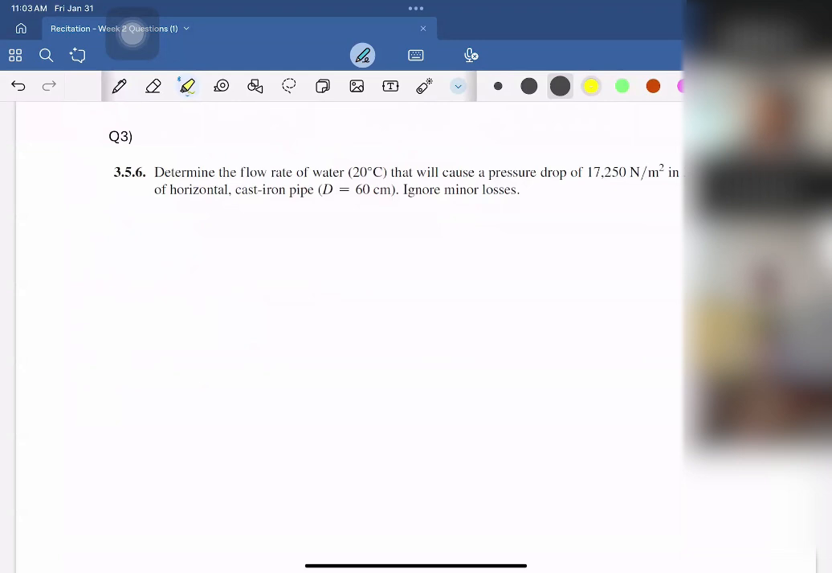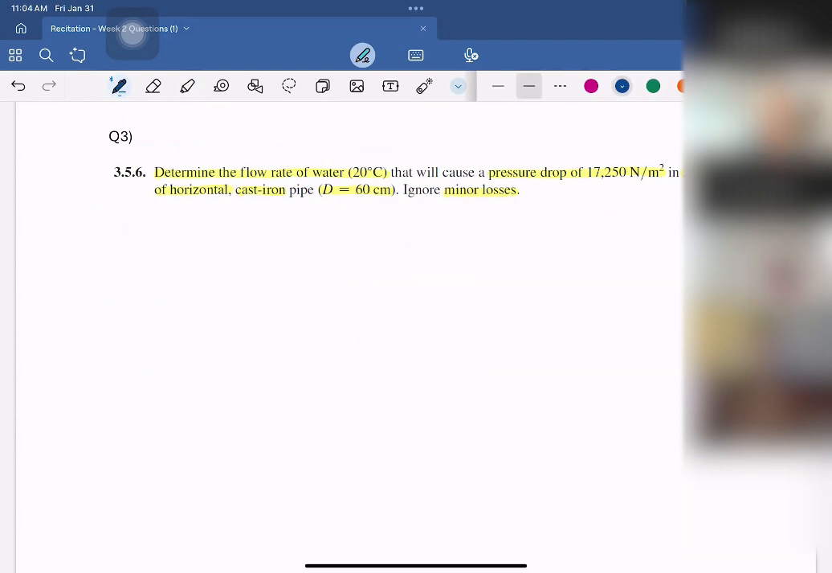Okay, now this question is also pretty similar. This time, we need to find the flow rate of water at 20 degrees Celsius. This time, we are given the pressure drop. We have the length of pipe, again, which is horizontal, and we are given the type of pipe, which is cast iron with 60 centimeters diameter. And again, we ignore minor losses.